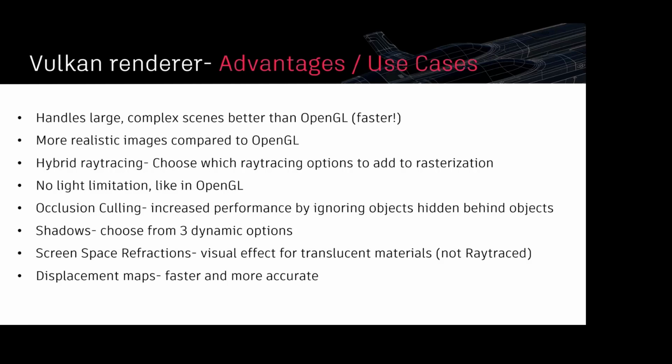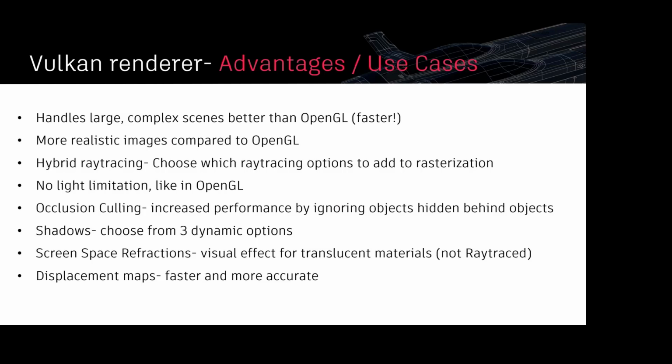Also, it handles large complex scenes, another reason to start migrating over to Vulkan from OpenGL. Should be faster, more realistic with those rasterized effects. Call that a hybrid ray tracing approach. No light limit like in OpenGL. You can have more lights than we were limited to, and that really slowed things down in VR, like it would just kill it. So I haven't tested it in VR, but I hope the performance is better.